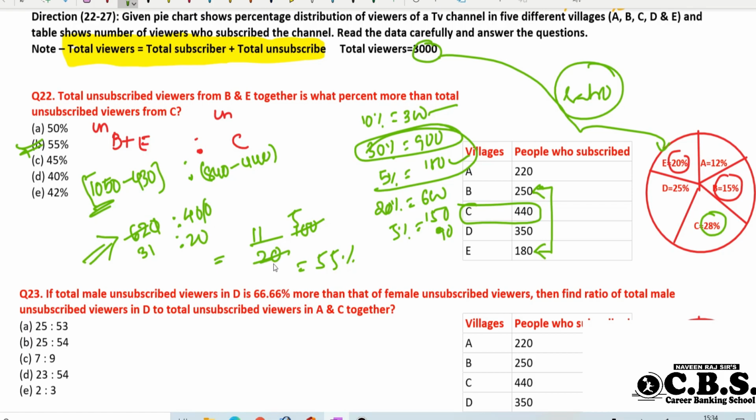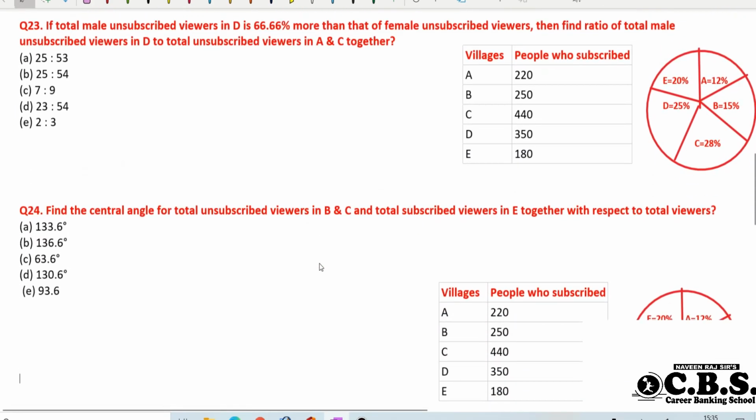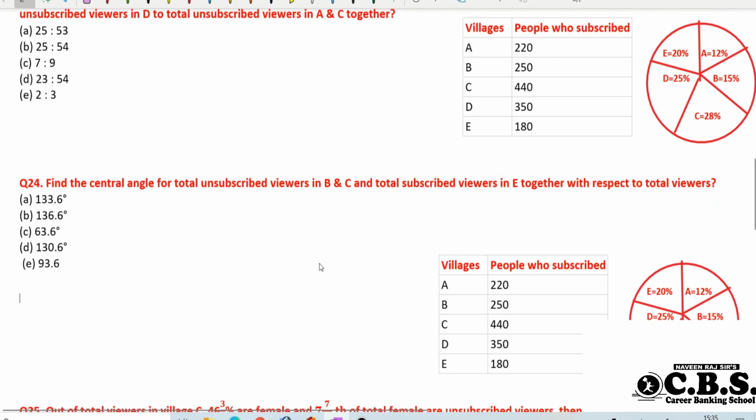In this question, B and E are compared with C. So C is the initial value. Initial value is always considered the denominator. And how much about 20? 11 about 20. So 20 is 5 times and 11 is 5 times. So 55% is an absolutely right answer. Okay, get my point? So don't try to do a total calculation. It's basically time taking. Let us discuss the 23rd question.